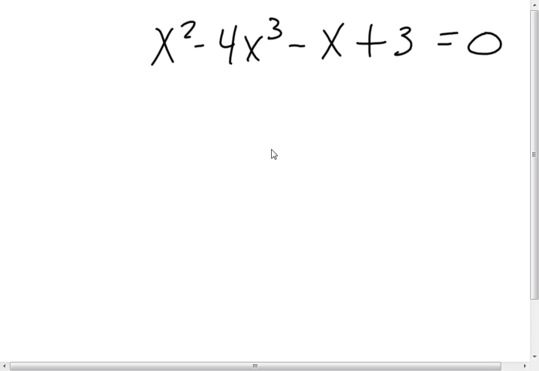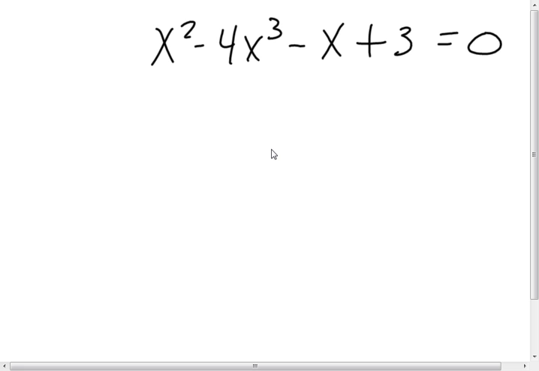Today we're talking about polynomials and the fundamental theorem of algebra. The fundamental theorem states that every polynomial equation with degree greater than 0 has at least one root in the set of complex numbers. What that means is when you solve a polynomial equation of degree greater than 0, it will have at least one root.